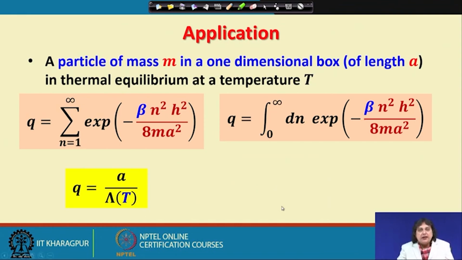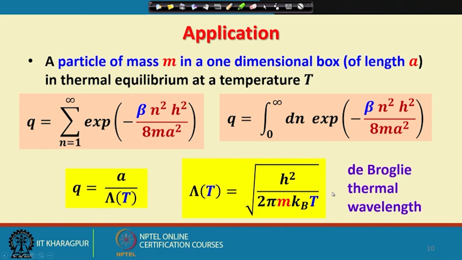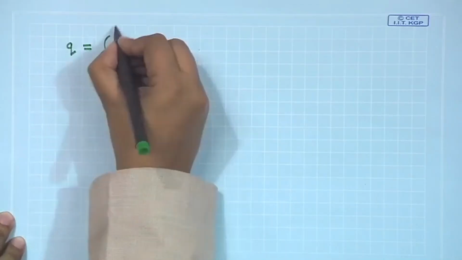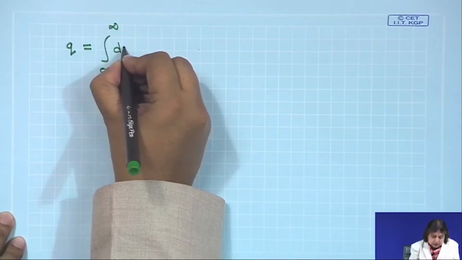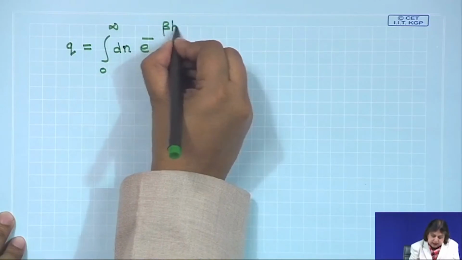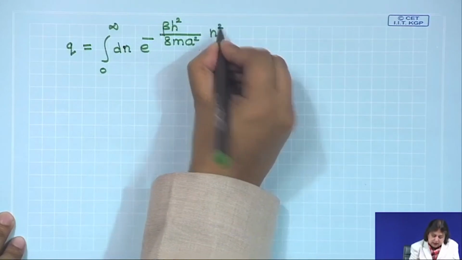So, what is lambda t? Lambda t is a quantity which we will see is very important as far as describing the temperature dependent properties are concerned, and this is known as the de Broglie wavelength, and it has the dimensions of length. Now, going back, let us now try to do this particular integration. So, q is equal to integral 0 to infinity d n e to the power of minus beta h square divided by 8 m a square into n square.